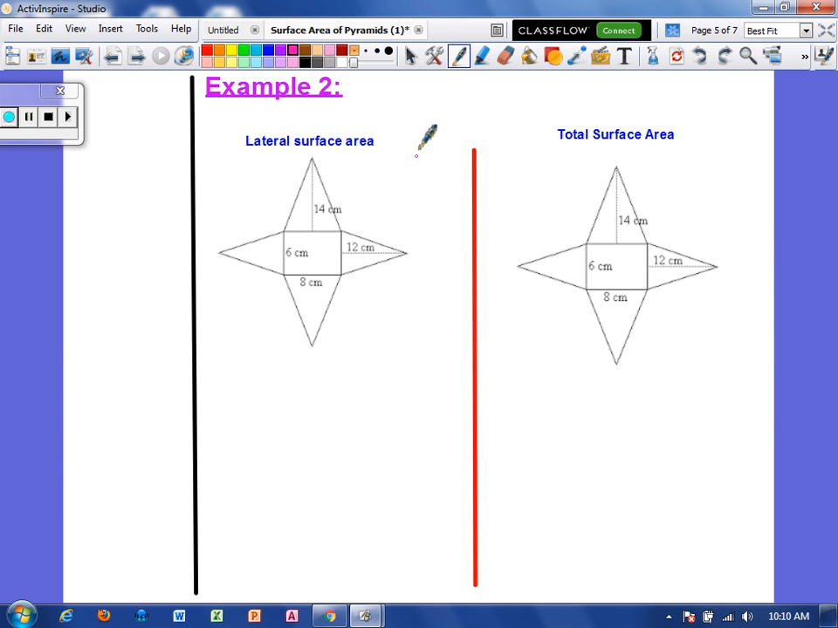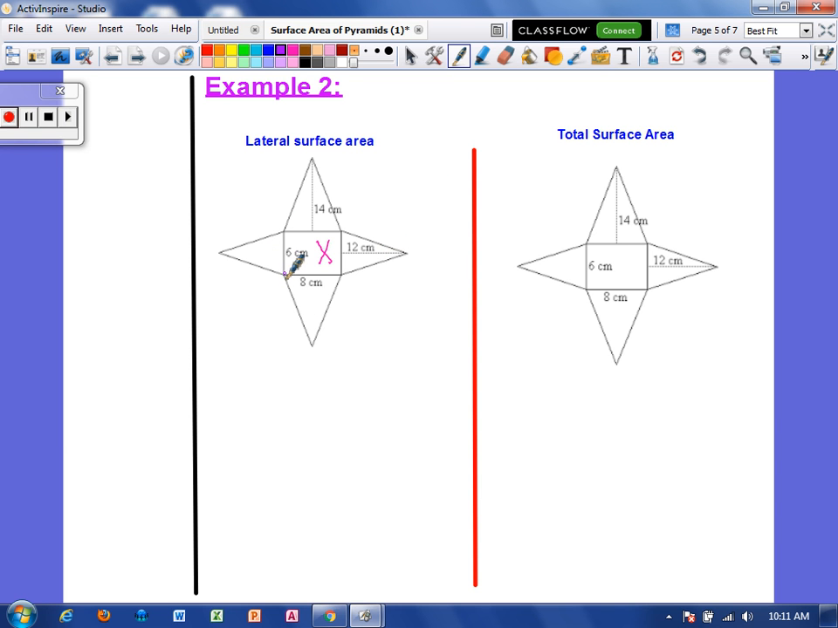Alright, example 2. We are going to find the lateral and total surface area of this rectangular pyramid. Okay, so for lateral, I'm going to put an X on the base. Remember, the base is in the center. We don't want to find the area of that. We just want to find the area of the triangular faces.